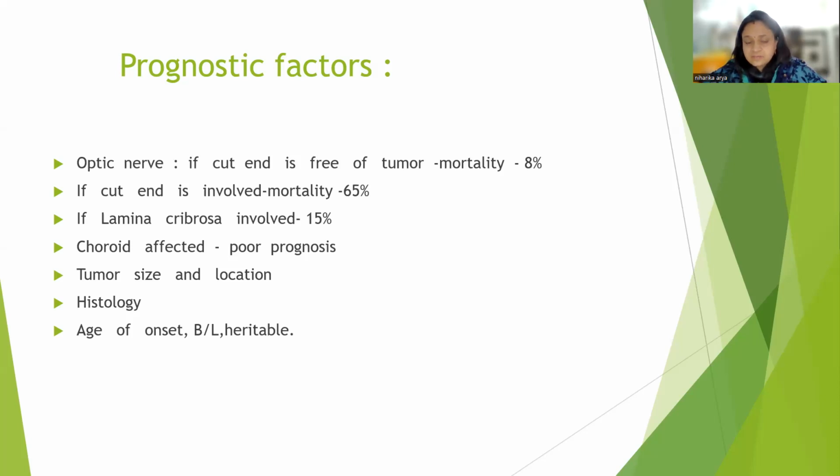Histology, that is the pattern, the fleurette pattern or Homer Wright pattern. The histology also affects the prognosis. Then the age of onset: if it occurs later, after 3 years of age, or if it is bilateral or hereditary.